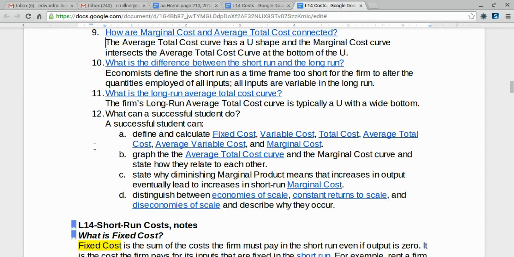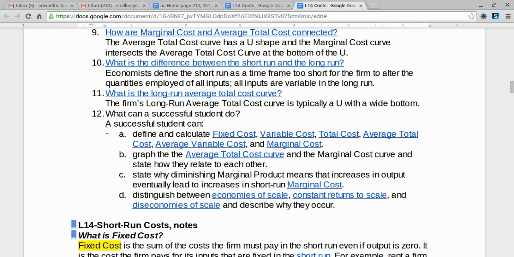Here are 4 things a successful student can do at the conclusion of the lesson. First, a successful student can define and calculate fixed cost, variable cost, total cost, average total cost, average variable cost, and marginal cost. A successful student can graph the average total cost curve and the marginal cost curve and state how they relate to each other.